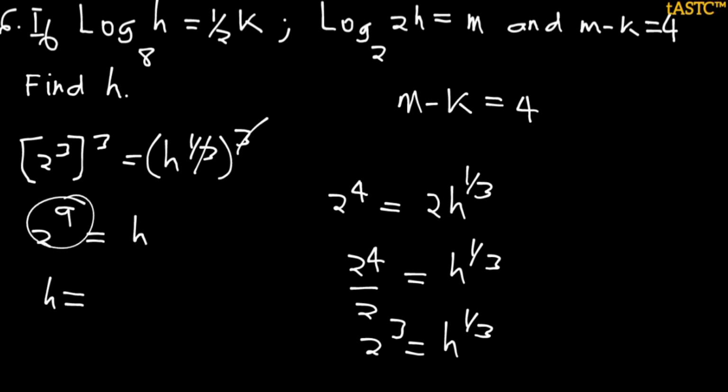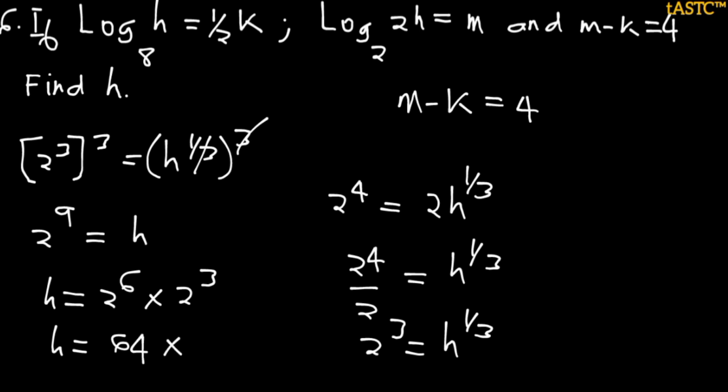Now we know that this is going to be the same thing as 2 to the 6th multiplied by 2 to the 3rd. 2 to the 6th is actually going to give us 64. And so this is 64 multiplied by this, which is going to be an 8. So the answer should be 64 multiplied by 8. So that is 512. So this is the answer to the question.